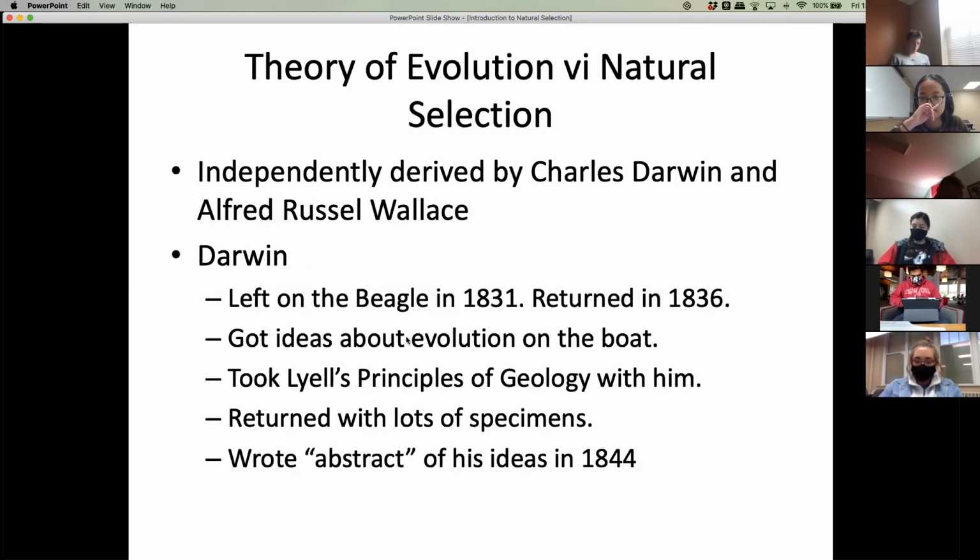While he was on this journey, this is where he got his ideas about evolution. He read this book called Principles of Geology by a guy named Charles Lyell. And the view of the age of the Earth at this time in human history was that the Earth was very young. And the reason that people thought that the Earth was very young is because we didn't know anything about geology. Or we knew not nearly as much about geology as we know now.